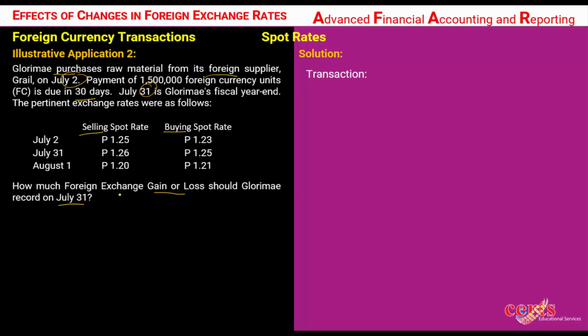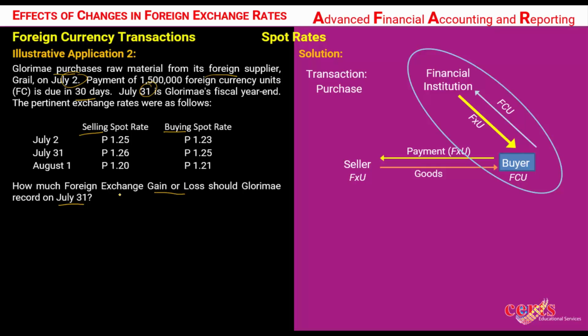The transaction is a purchase. Therefore, we must consider the perspective of the buyer. From our discussions, we have already presented an illustration pertaining to the transaction of a buyer and the seller and the participation of the financial institution.